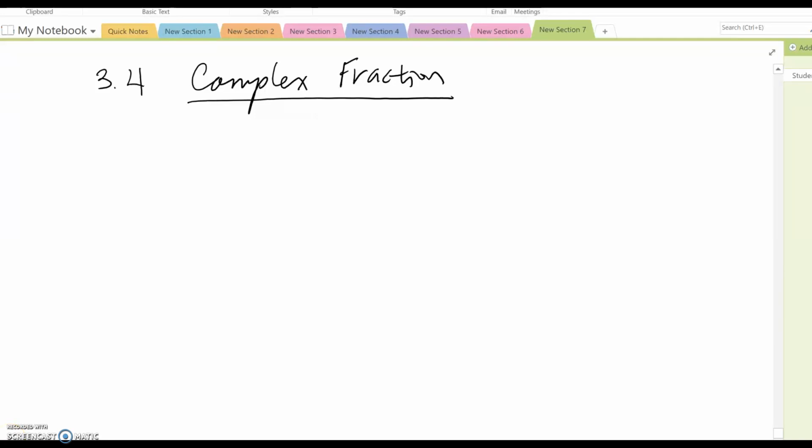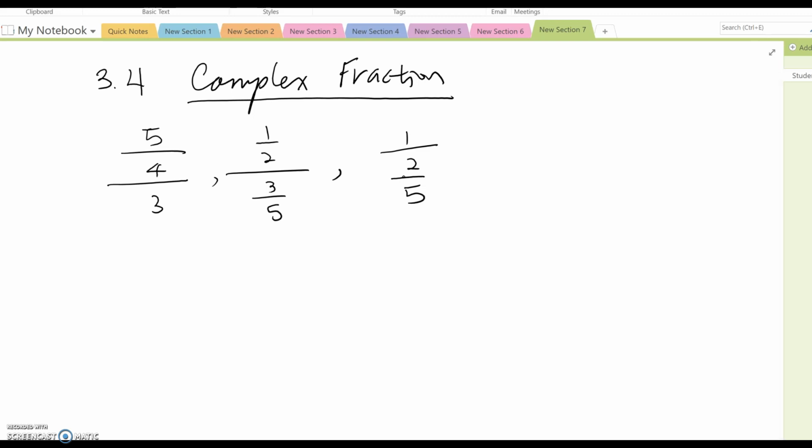Lesson 3.4, the complex fraction. There are many different complex fraction forms, such as 5 over 4 over 3, and 1 over 2 over 3 over 5, or 1 over 2 over 5, something like that. There are many different ways to solve this problem, but in this video I'm going to show one method which I usually use, and consider the easiest term method.